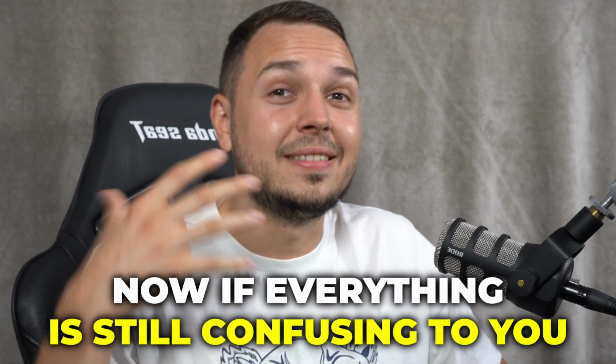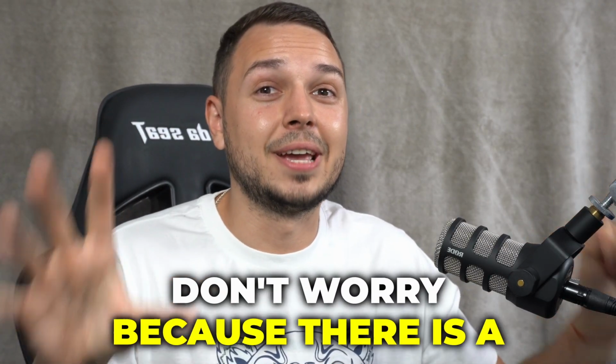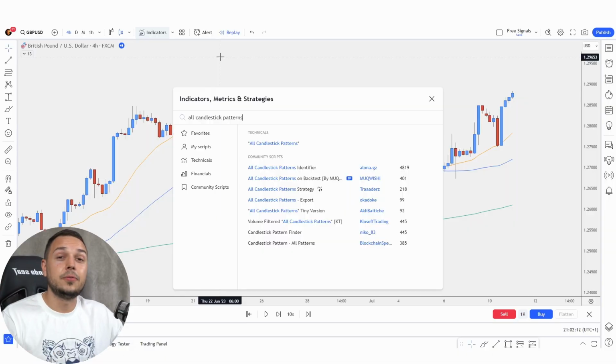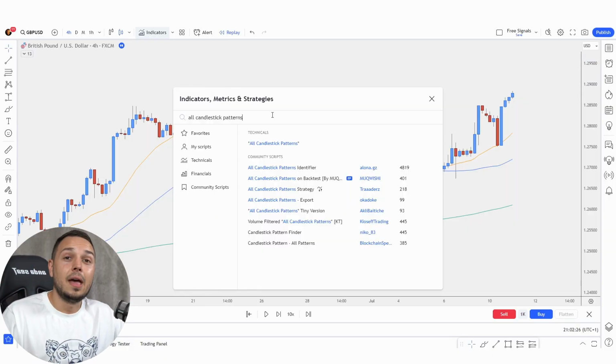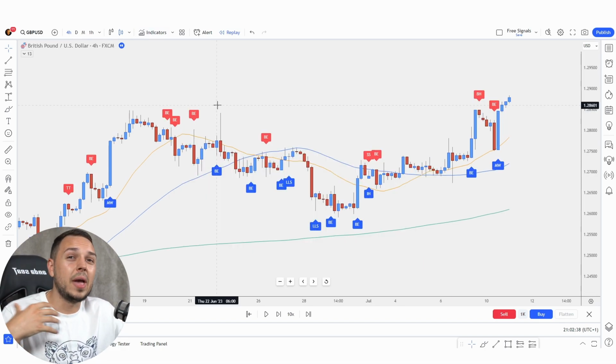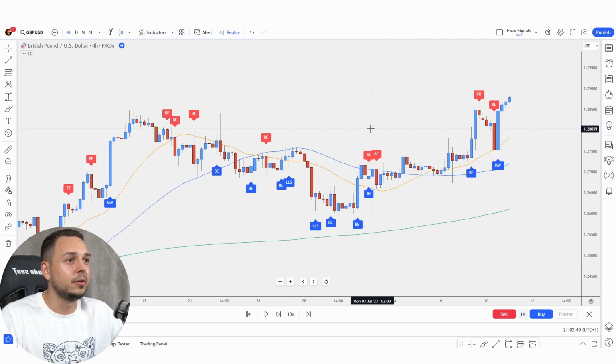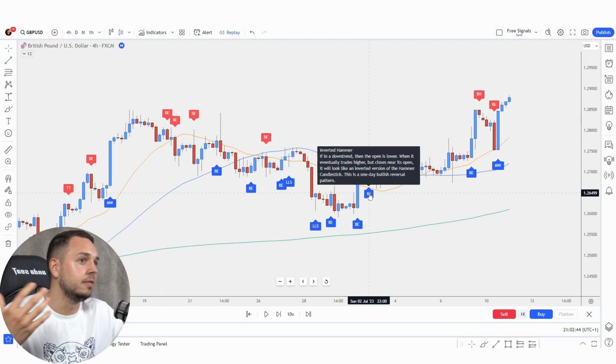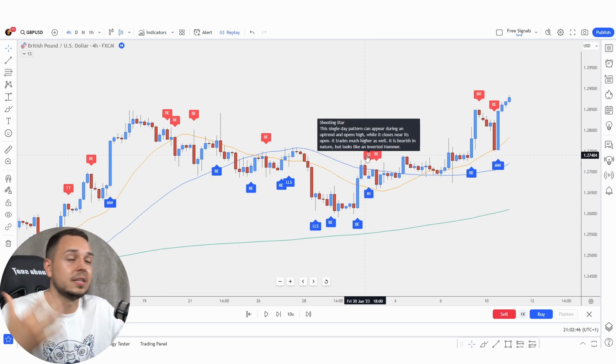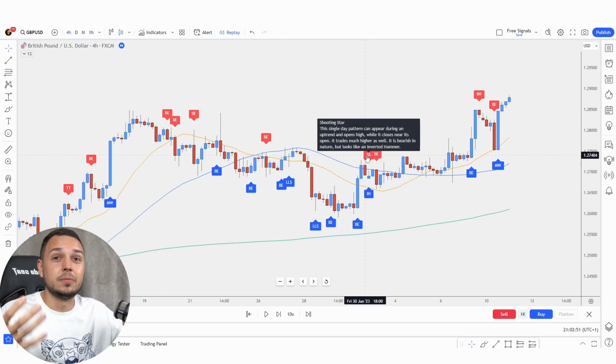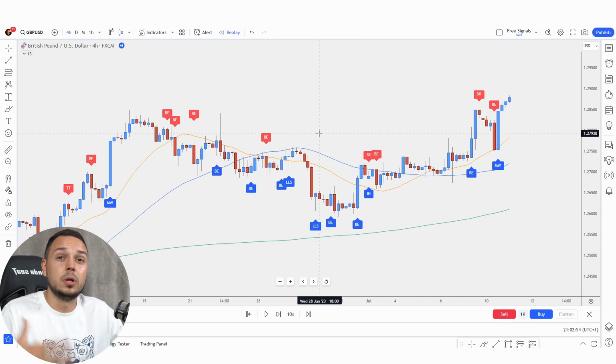Now, if everything is still confusing to you, don't worry, because there is a tool that will help you. If you head over to tradingview.com and type in the indicators section, all candlestick patterns, you will see magic. It will show you every single candlestick pattern there is, whether it's a bearish engulfing candlestick, an inverted hammer, or a shooting star. Now, you may be overwhelmed by using this indicator because you will be looking at every single candlestick pattern there is, and that's the wrong way to do it.